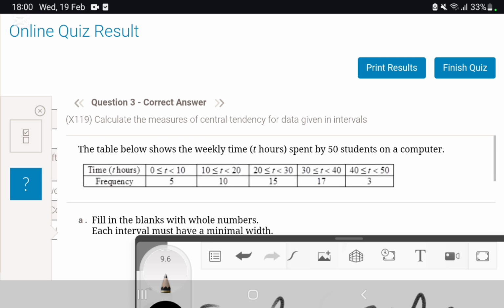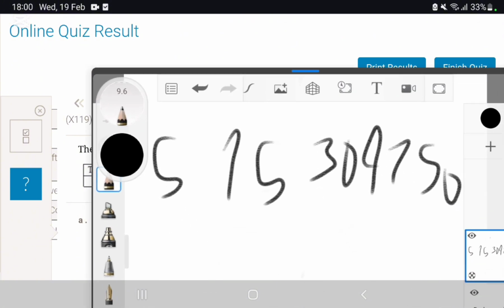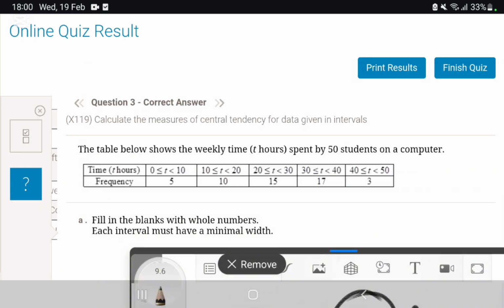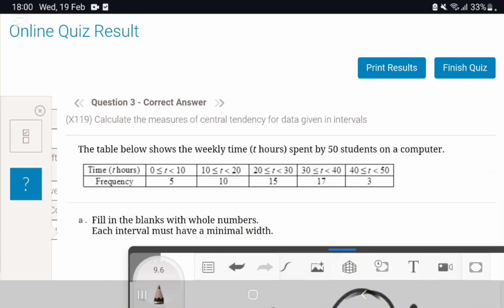Okay, as we said before, if the total frequency is even, it's going to be two numbers, the one we found by calculating and the one after, so 25 and 26. And 25 to 26 is between 15 and 30, which means we go for 30, which is between 20 and 30.